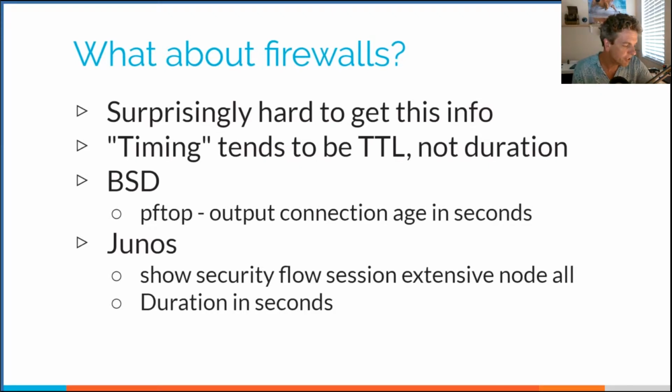Turns out, how wrong could I be? Most firewalls do not actually keep track of the duration of the connection. There is a timing value that's kept track of, but what it keeps track of is the time to live. The time to live is how much time has expired since the last time I saw a packet. Because with a stateful firewall, there's two ways to remove entries from that state table.